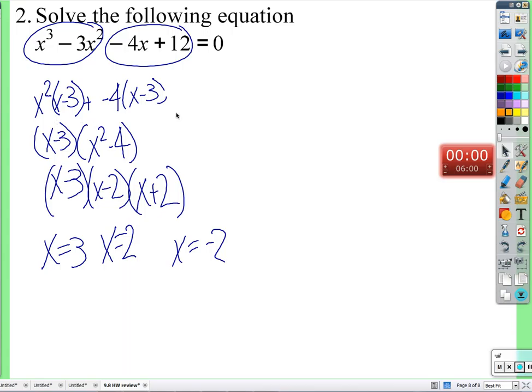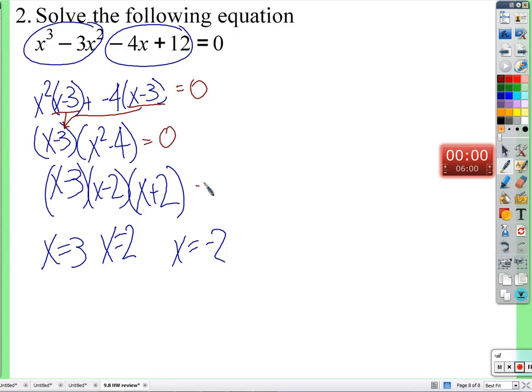So there we go, back up to negative 4x. Now they have x minus 3 in common. So we factor x minus 3 out, and we're left with x squared minus 4. X squared minus 4 is a difference of squares, so we do x minus 2 times x plus 2, or x plus 2 times x minus 2, it's all the same.